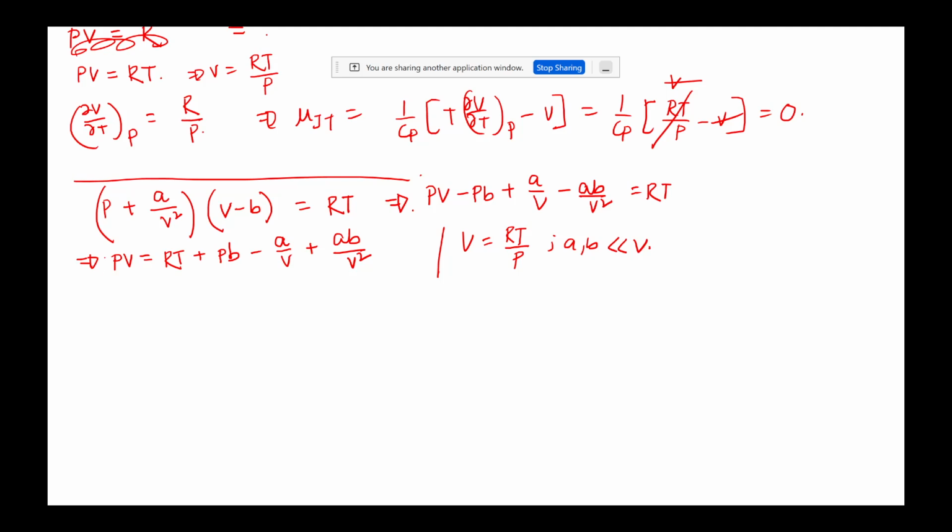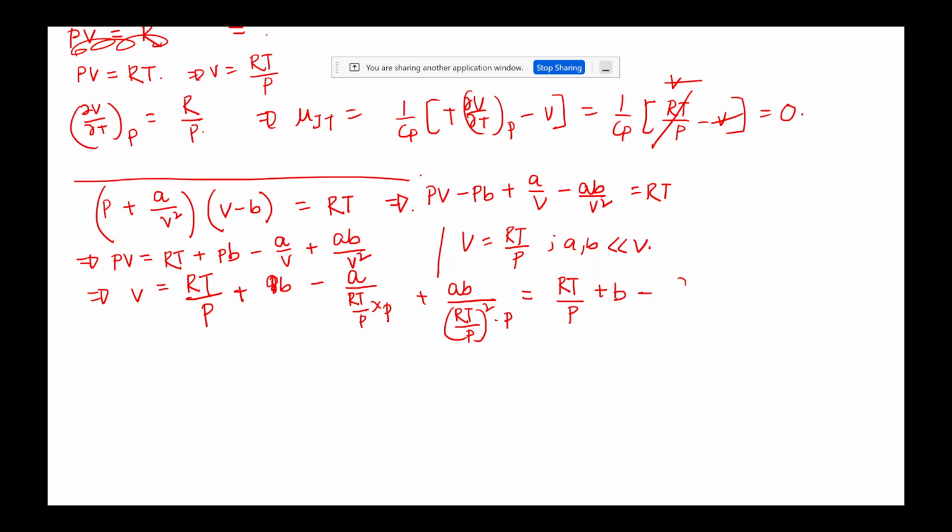So if you do that, you can write V equals RT by P, plus PB, so the B terms give B, minus A by V, where V is RT by P, so A P by RT, plus AB by RT by P square into P. This will give you RT by P plus B minus A by RT plus a further term.